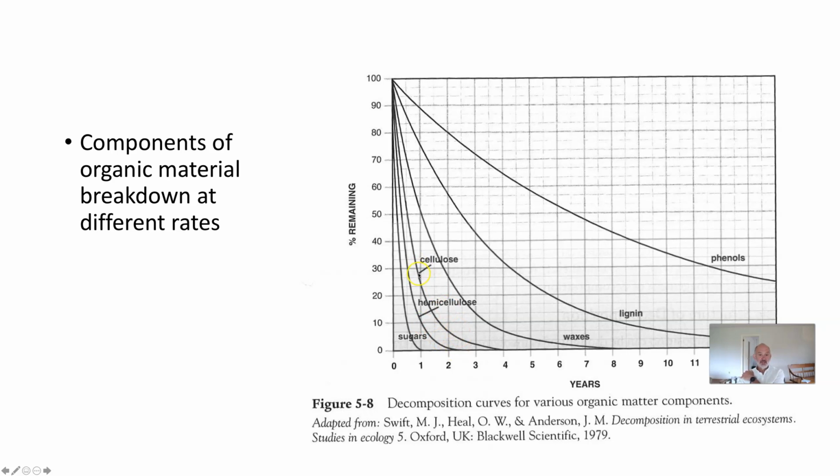Think of cellulose as some of the building blocks for cell walls in plants. After a year, about 22% of it is remaining, but most of it is gone, and it takes about 4 years for the rest of it to go. Waxes take longer. Lignin, which is more common in woody materials, and then phenols, which are also more complex and long-lived organics.